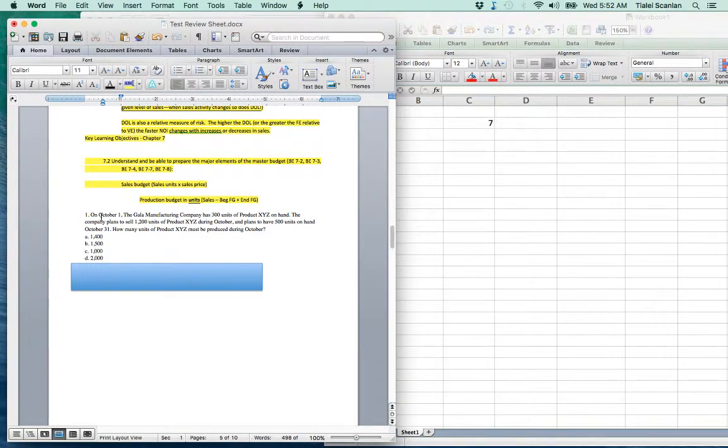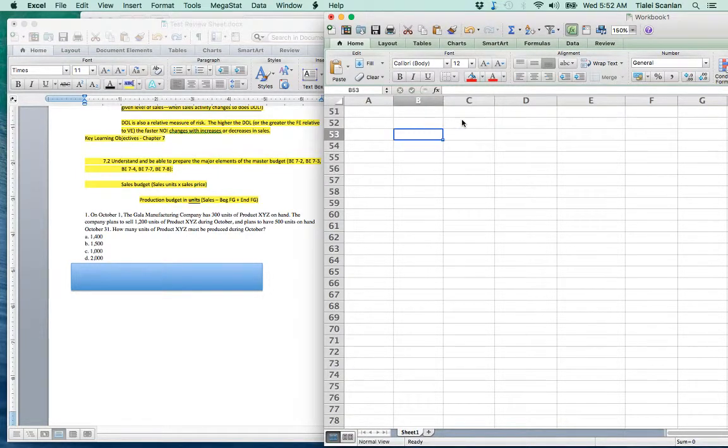On October 1, the Gala Manufacturing Company has 300 units of product on hand, so never disregard the units on hand. That's like a beginning amount. Beginning units. And the company plans to sell 1,200 units, so they're going to sell this amount. They're going to need to have that many units on hand, or to produce that many units. And they have a desired ending inventory of 500 units.